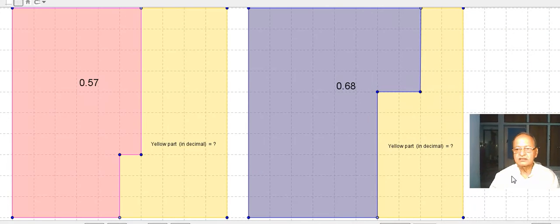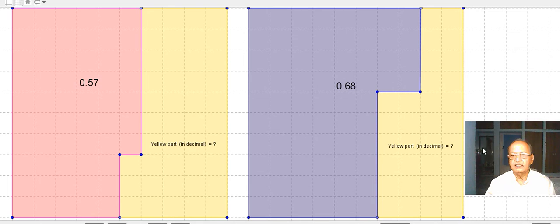Now you can clearly see, count these boxes: 10, 10, 20, and then 6 and 6 are 12, so it will be 32 boxes out of 100. You can write it yourself. I am not telling you, just do it for practice. I hope you have understood this problem.